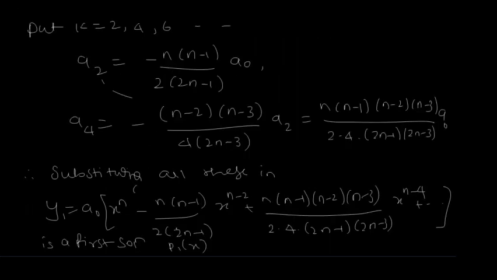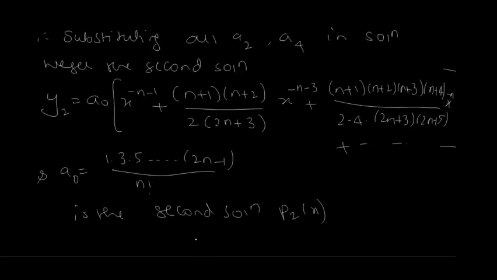So this is Pn of x. And the second solution is written as Qn of x. So now substituting this a0 in both the equations.